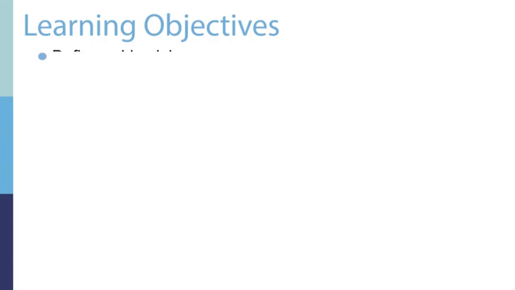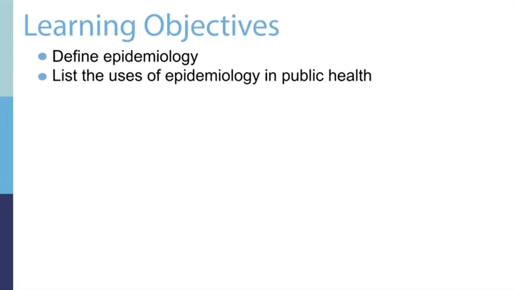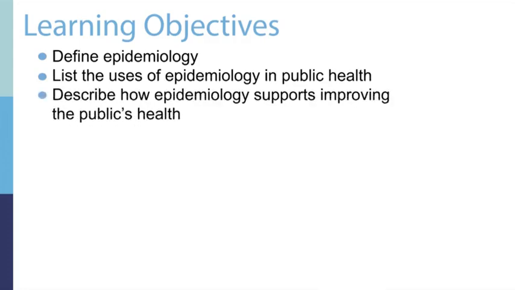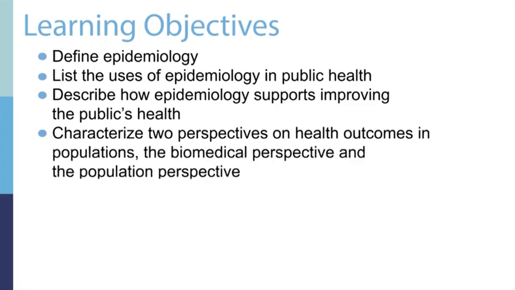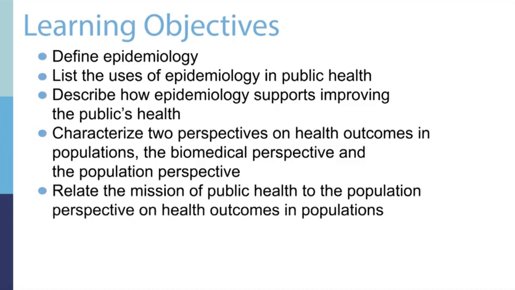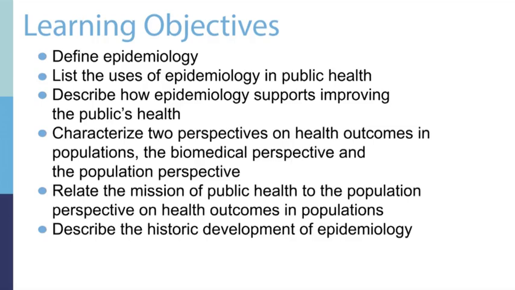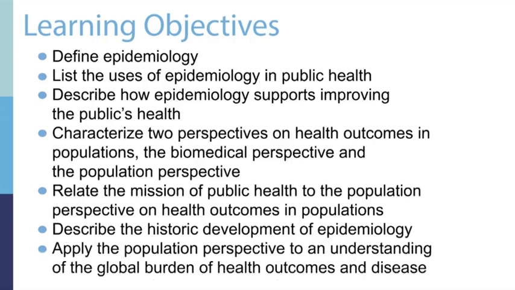After you have reviewed all of Week 1 lectures, you should be able to complete these learning objectives. They include: define epidemiology, list the uses of epidemiology in public health, describe how epidemiology supports improving the public's health, characterize two perspectives on health outcomes in populations, the biomedical perspective and the population perspective, relate the mission of public health to the population perspective on health outcomes in populations, describe the historic development of epidemiology, and apply the population perspective to an understanding of the global burden of health outcomes and disease.